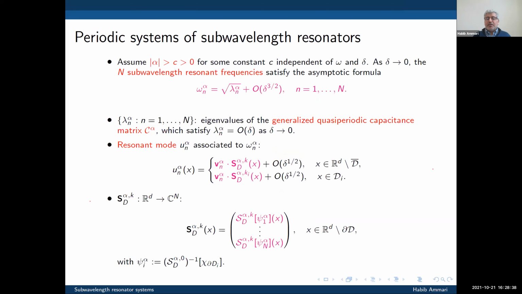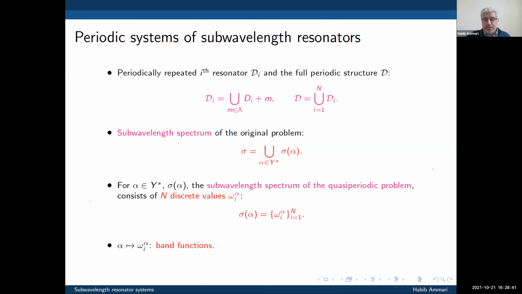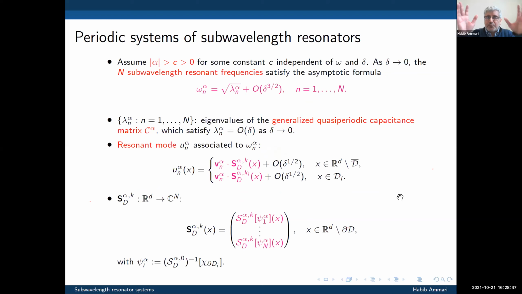So let me show you how to approximate these resonance frequencies for the quasi-periodic problem. We do exactly the same. We can approximate them as the square root of the eigenvalues of not the generalized capacitance matrix, but the generalized quasi-periodic capacitance matrix. I will define this generalized capacitance matrix. The same for the resonant modes. We take the eigenvectors of this generalized quasi-periodic capacitance matrix. We multiply them by these quasi-periodic single layer potentials of some densities defined as usual, and then we get our resonance modes.